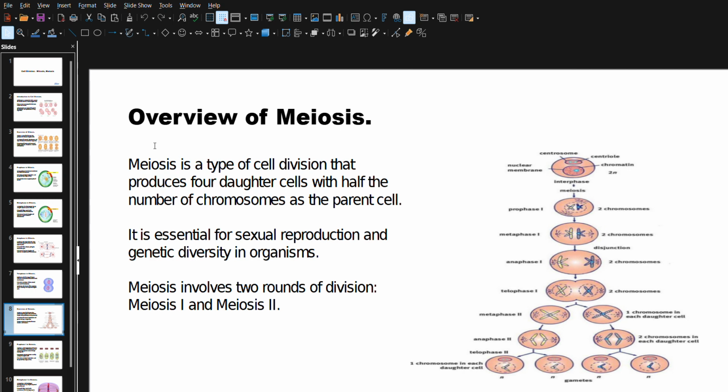What is meiosis? Meiosis is a type of cell division which produces four daughter cells with half the number of chromosomes as the parent cell. So meiosis is essential for sexual reproduction and genetic diversity in organisms. Meiosis involves two rounds of division, that is meiosis 1 and meiosis 2.